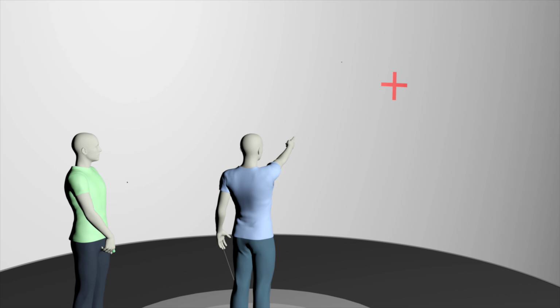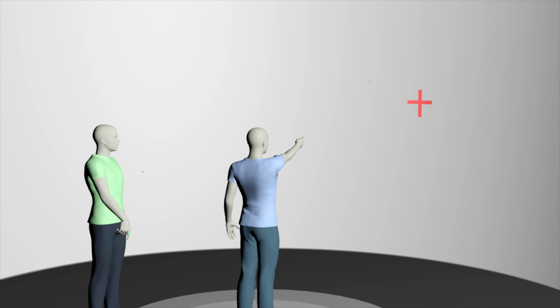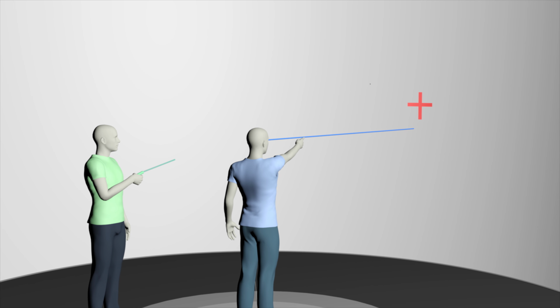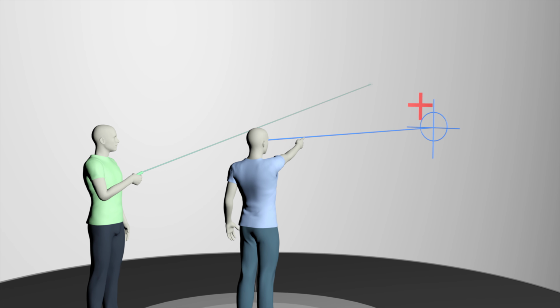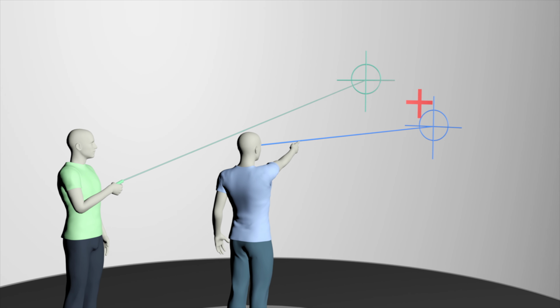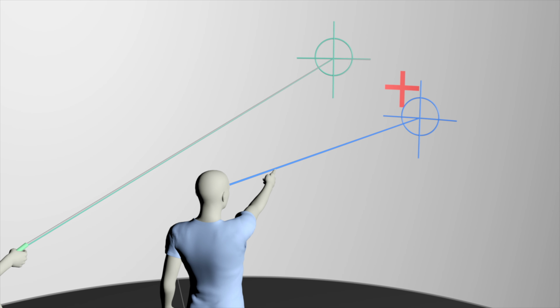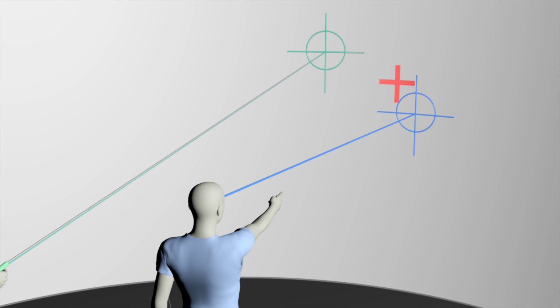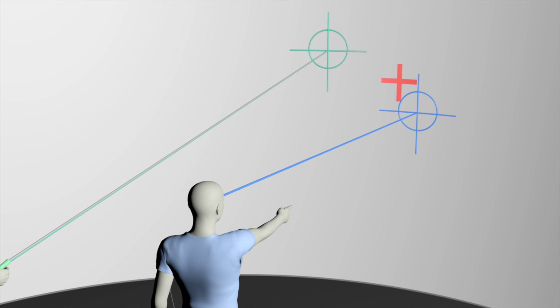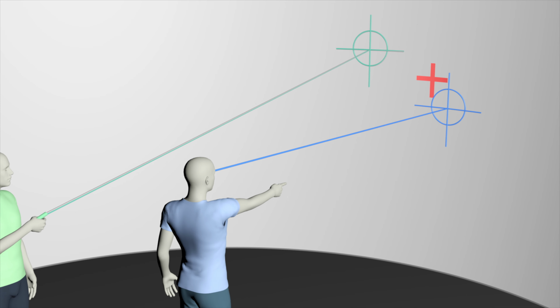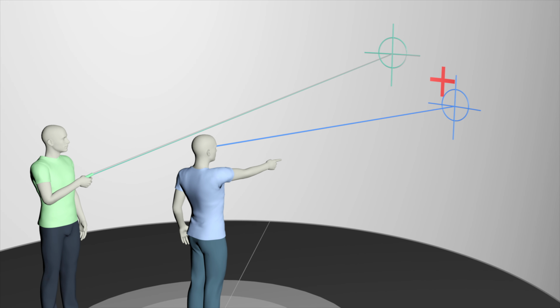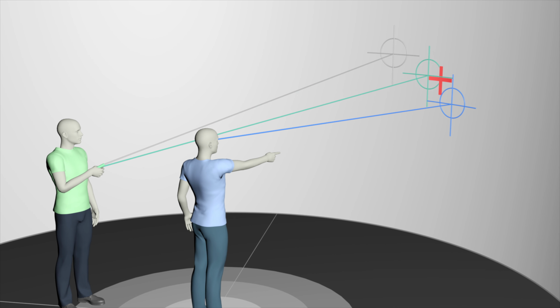So first here, the pointer in blue aims at the target. And based on that, the observer makes an estimate. This is the uncorrected version. But then we have the corrected version in which the observer is getting presented the warped arm version of the pointer. We hypothesize that the observer can estimate the position better than before.